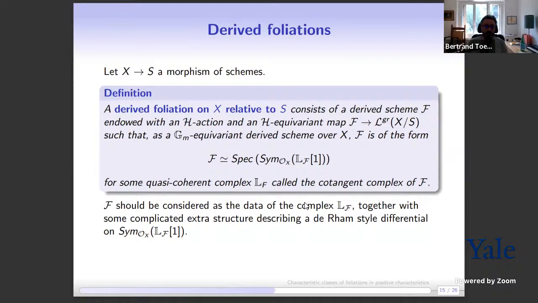So it's a definition that works very well in characteristic 0. And we were not sure that it was very interesting in non-zero characteristic, but it turns out that you can use these to prove both vanishing results as well as the existence of characteristic classes in positive characteristic. So it's a kind of useful definition. I'm not claiming it's the right definition of a foliation outside of characteristic 0, but at least it's a useful definition.